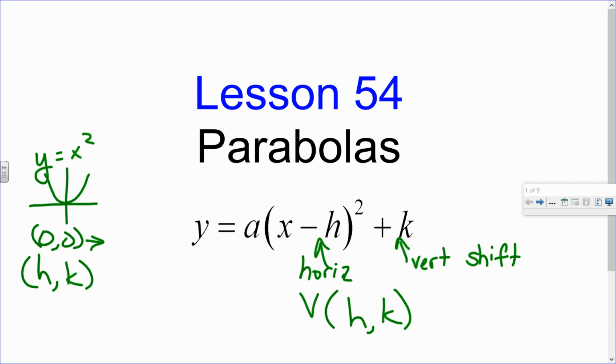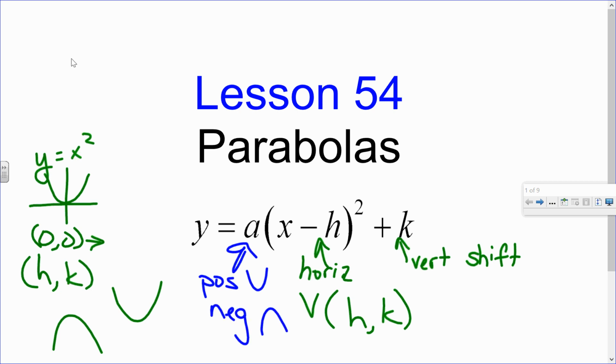Anybody remembering? How do I tell if I'm getting a parabola that's doing like this or like this? What do we have on that, Sophie? So positive, it's going to open up. Negative, it's going to open down. And as Kay pointed out, it also tells us something about how fat or skinny it actually is.